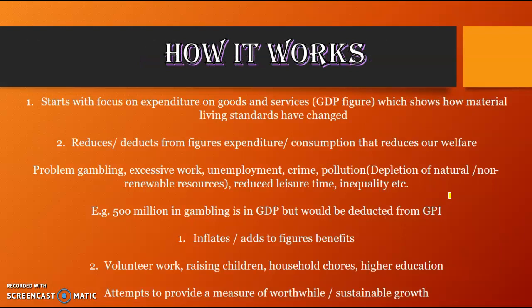So what it does, it starts with a focus on GDP. Then it deducts figures for expenditure or consumption that reduce our welfare, like problem gambling, excessive work, unemployment. For example, if 500 million is spent on gambling in our GDP figure, that would be deducted because it'd be included in GDP firstly, but then it gets deducted because it's not positive spending. It adds benefits like volunteer work, raising children, housework, chores, and this way it tries to provide a more meaningful measure of sustainable or worthwhile growth.